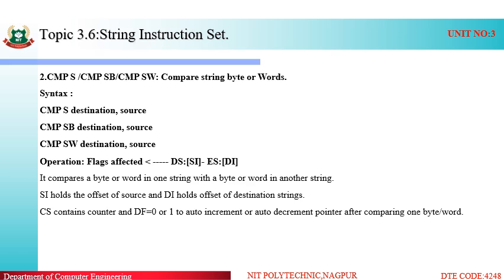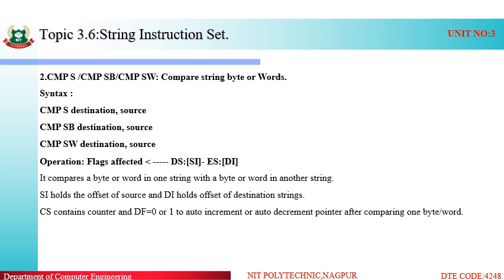So the syntax is the same: CMPS destination comma source, CMPSB destination comma source, CMPSW destination comma source. It compares a byte or a word in one string with a byte or a word in another string. Simply we have to give CMPS, ES colon DI, that is our destination, and source will be DS colon SI. SI holds the offset of source and DI holds the offset of destination.